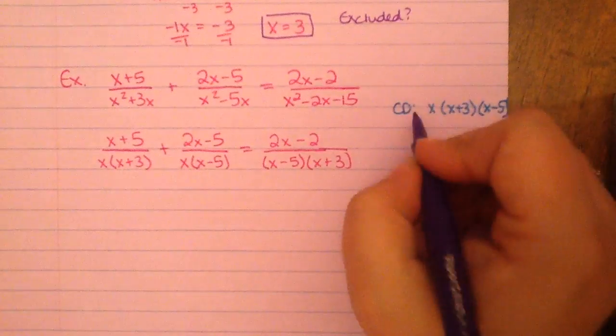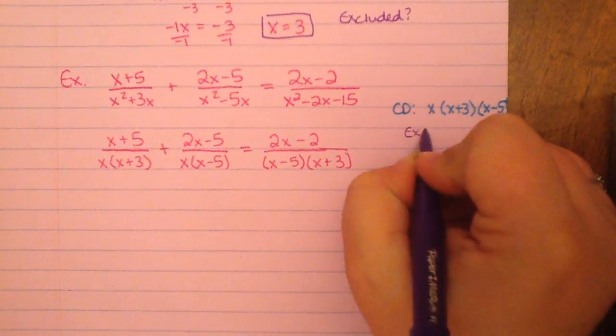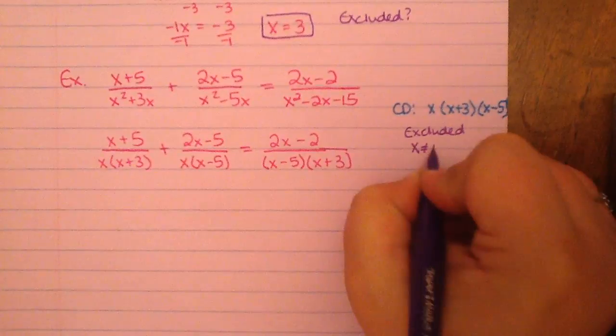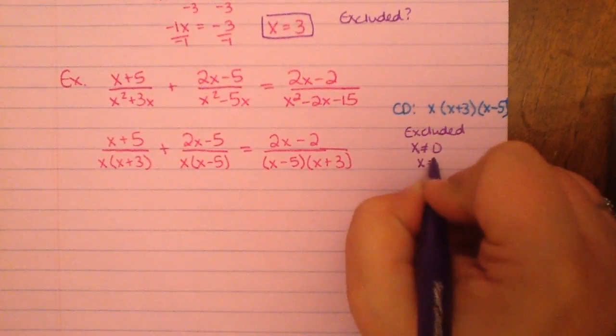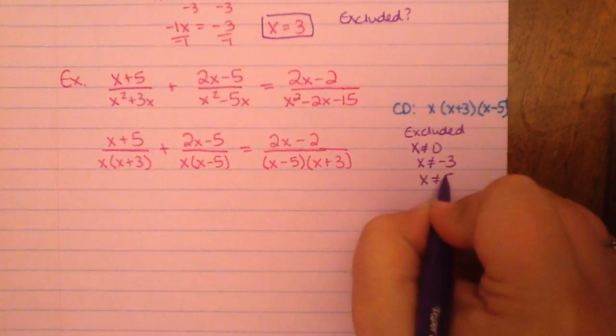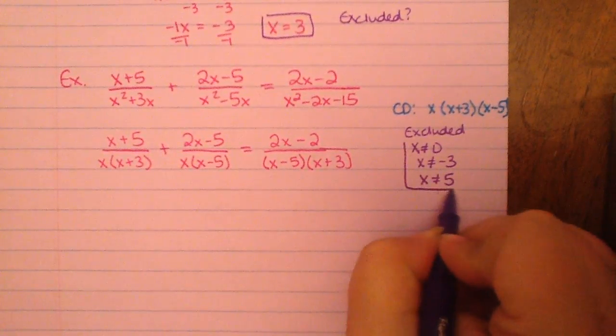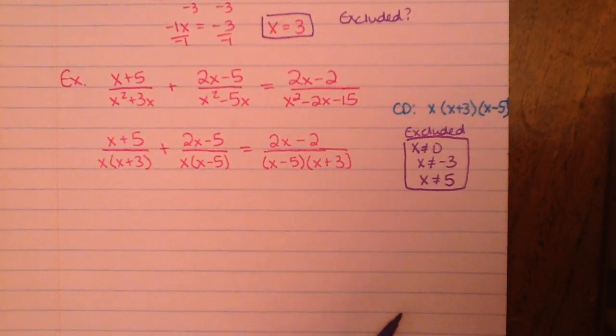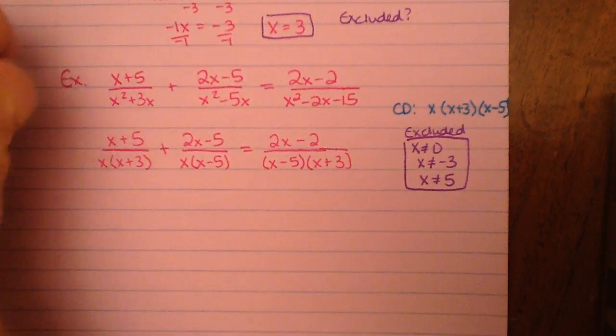Now, before I forget again, let's list our excluded values. So x cannot equal 0, x plus 3 cannot equal 0, and x minus 5 cannot equal 0. So set those not equal to 0 and solve, or if you figured out how to do that in your head, do it in your head.